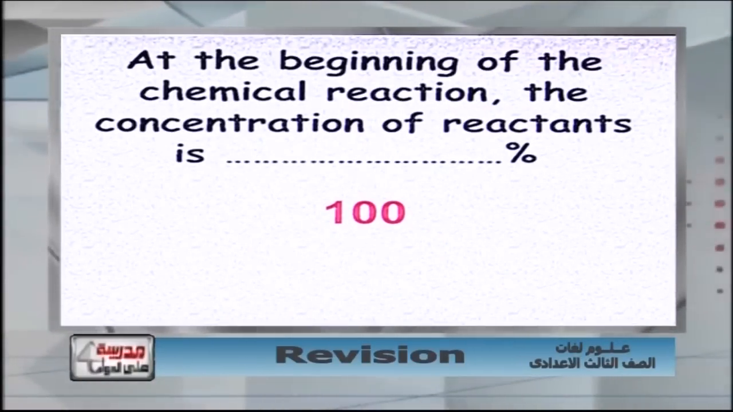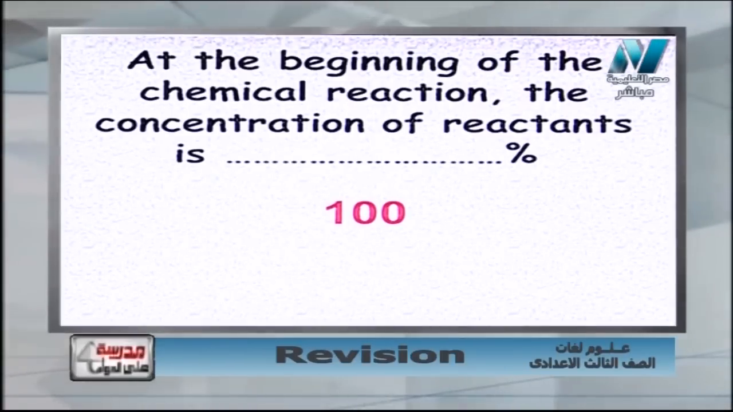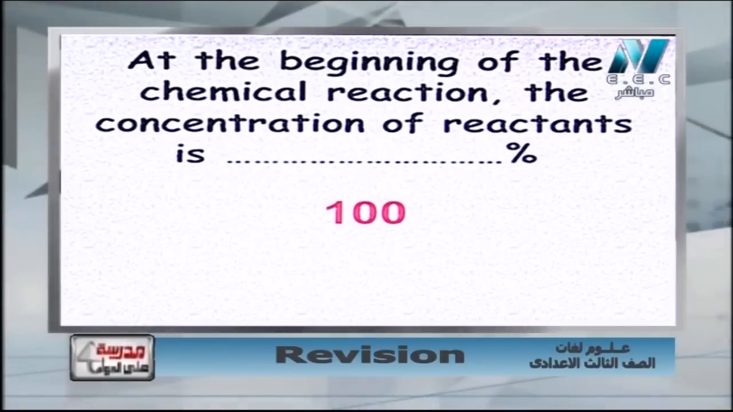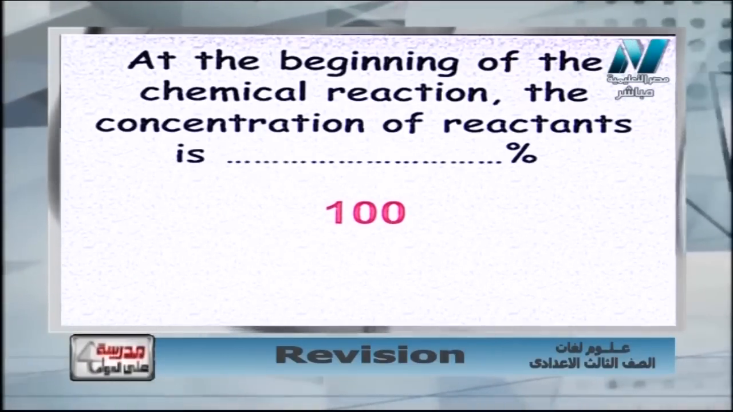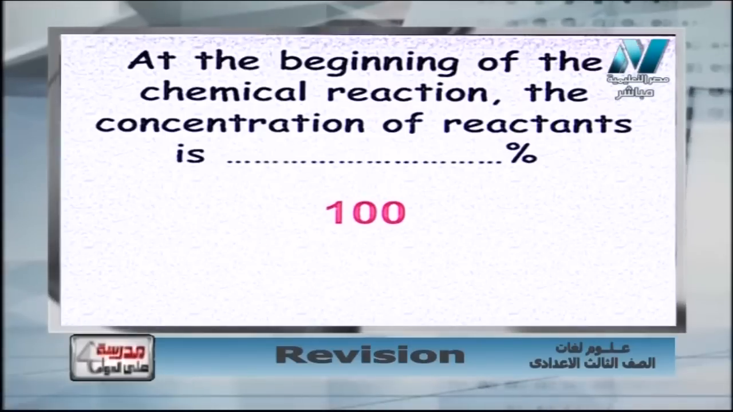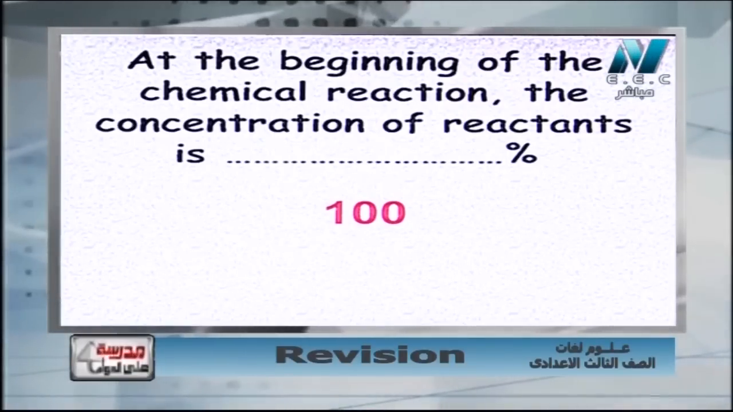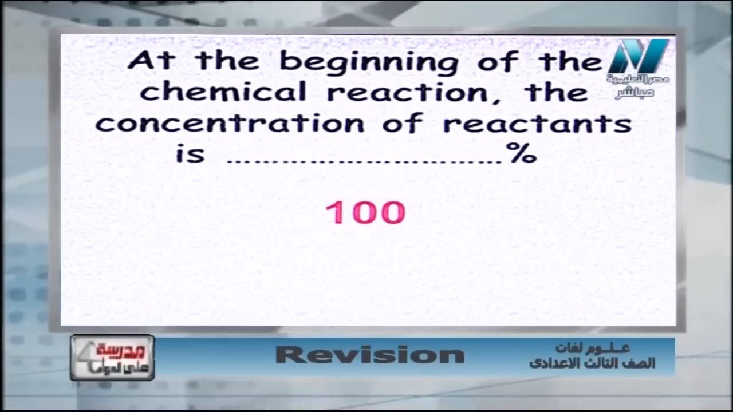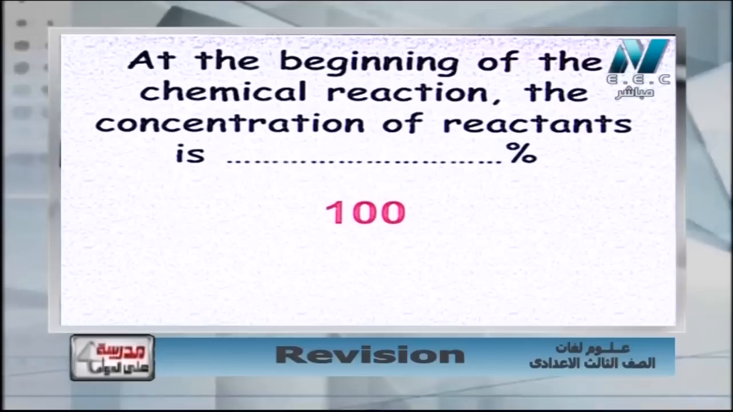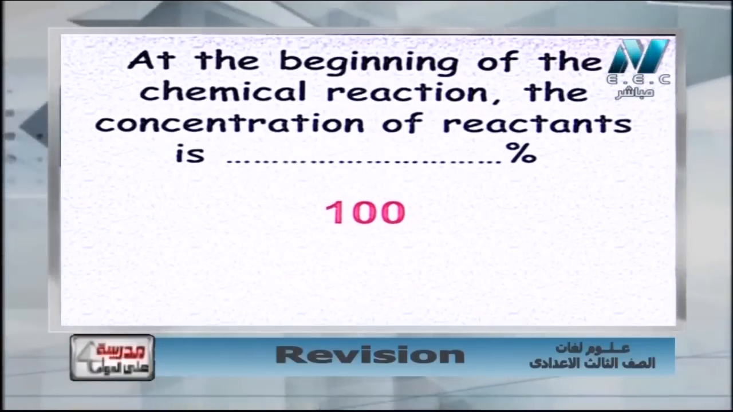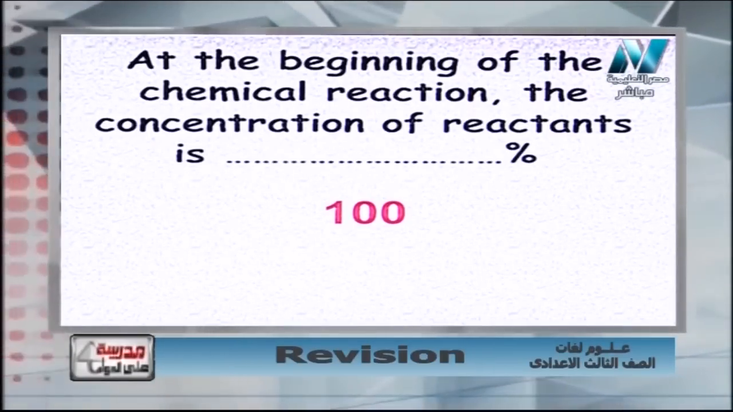At the beginning of the chemical reaction, the concentration of the reactants is 100%, but the concentration of the products is 0%. It will be the opposite at the end of the reaction: the concentration of reactants is 0% and the concentration of the products is 100%.